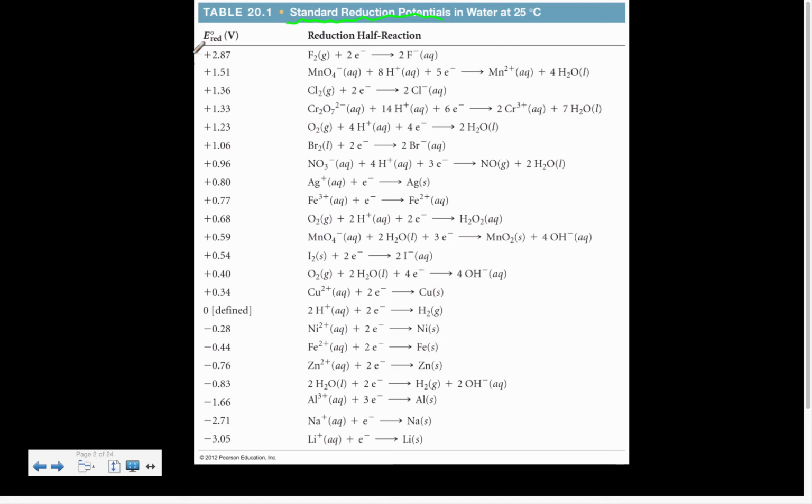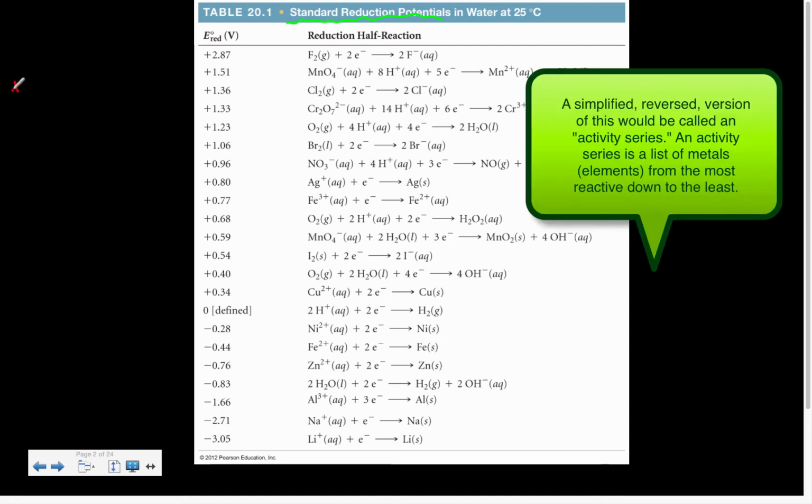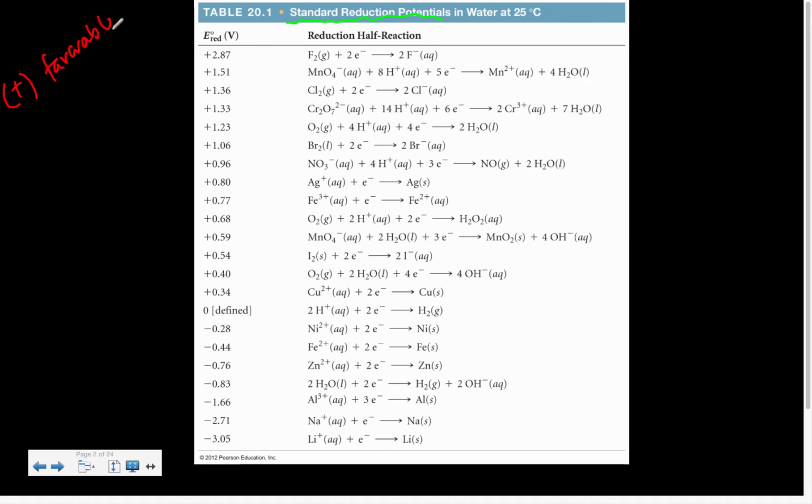All of these positive values are thermodynamically favorable. Positive values are favorable. That means they tend to happen spontaneously without outside help. That means negative is unfavorable and doesn't happen without outside help, which should really make sense.